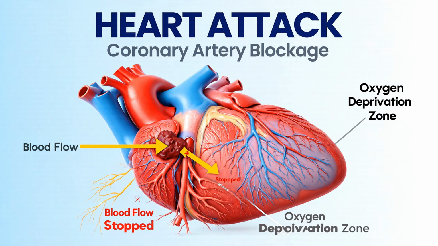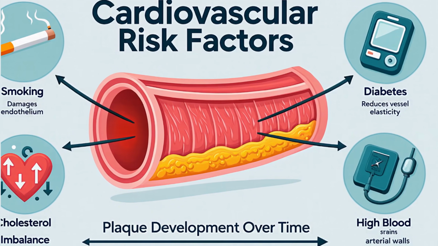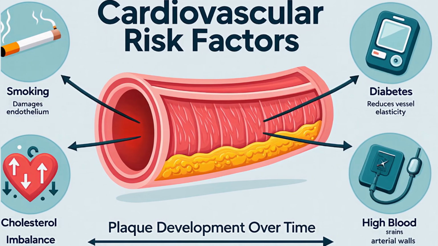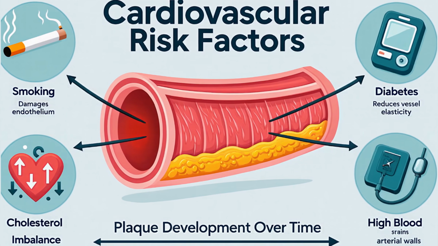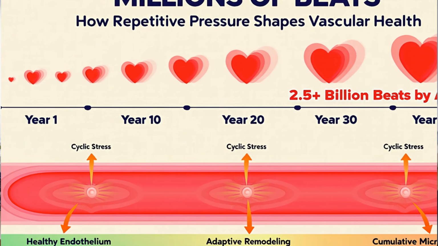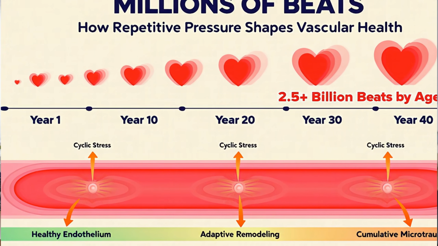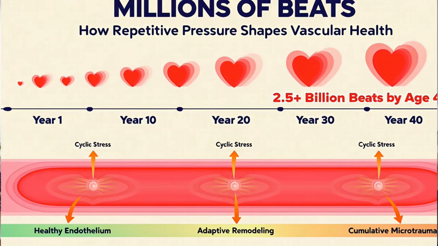Researchers have studied this process for decades. Large population studies, such as the Framingham Heart Study and the InterHeart Study, which examined heart attack risk factors across many countries, consistently show that several conditions accelerate plaque formation and plaque instability. These include smoking, diabetes, abnormal cholesterol levels, and high blood pressure. Blood pressure contributes to this process because it increases the mechanical stress placed on the artery wall over time. Higher pressure means stronger force pushing against the endothelium with every heartbeat. Over thousands of heartbeats each day and millions each year, that force influences how quickly artery damage develops.